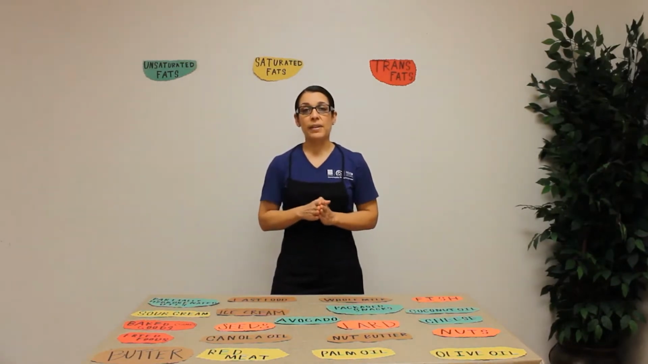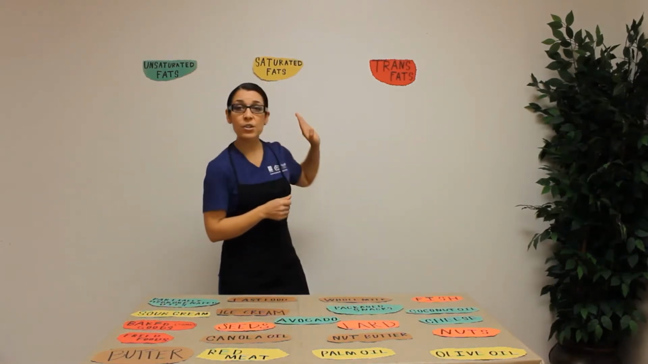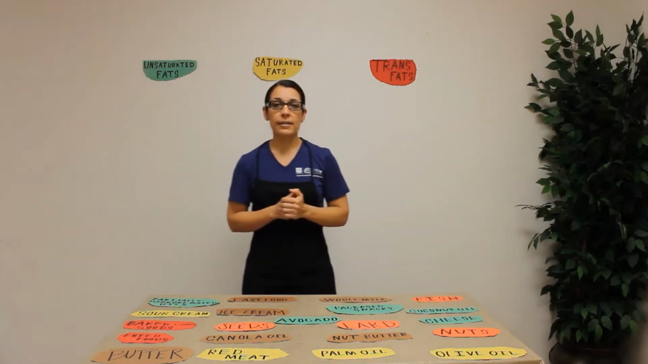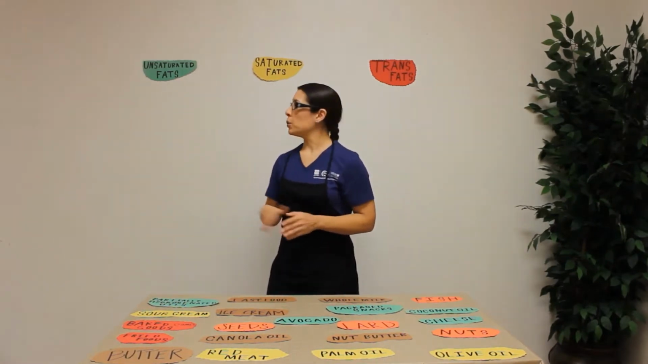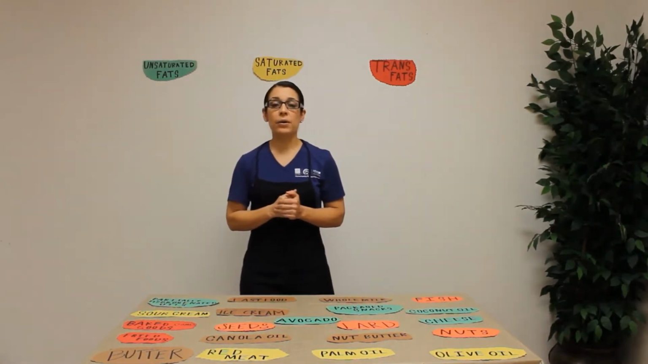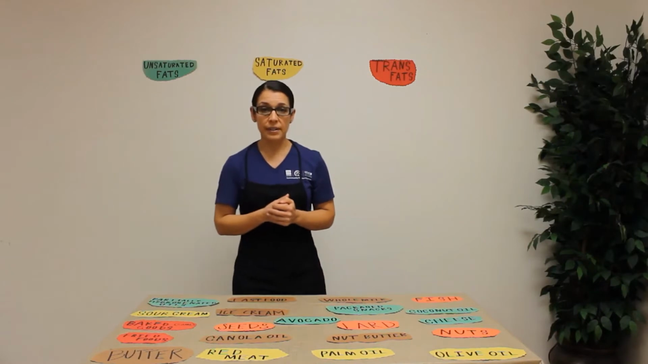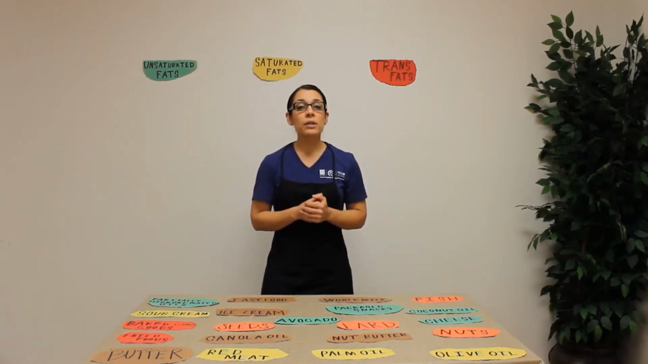Now, unsaturated fats are the ones that we want to get into our diet, and the ones that we want to stay away from are the saturated fats and the trans fats. So why do we want to include unsaturated fats in our diet? We want to include these fats because they are going to help us reduce our cholesterol levels. They're going to help us reduce our risk of heart disease and stroke, and they're actually going to help provide essential fats that the body needs but cannot produce.